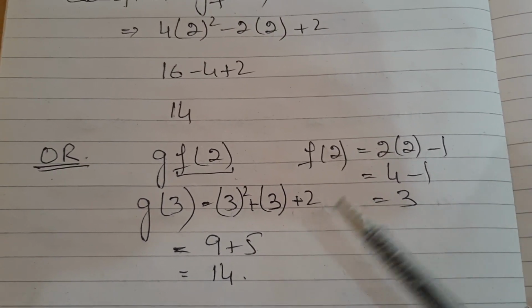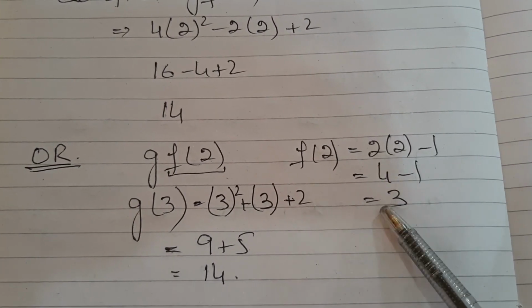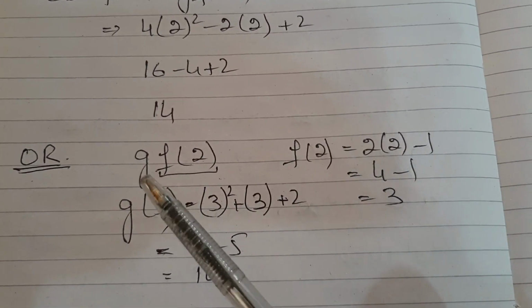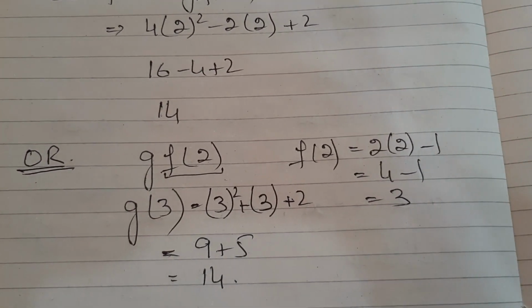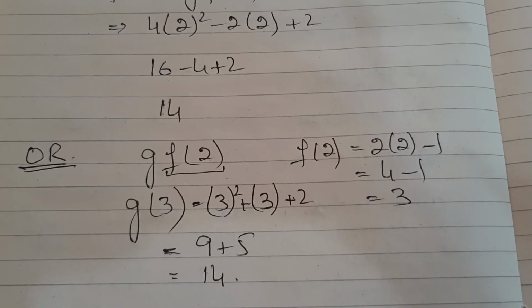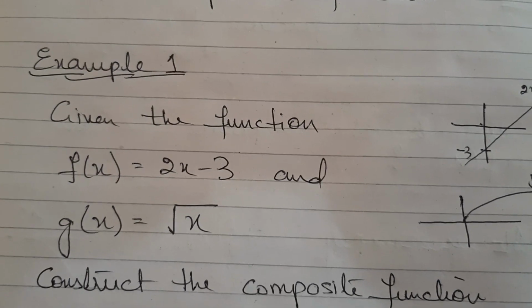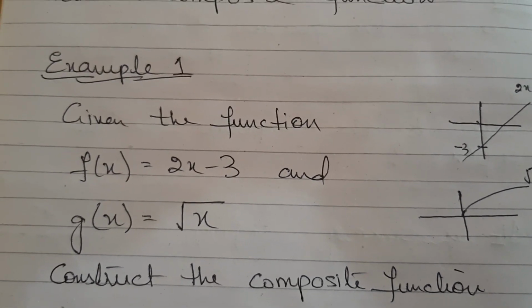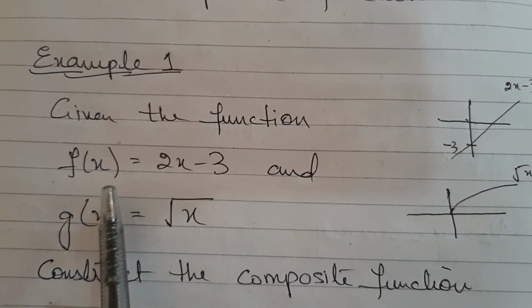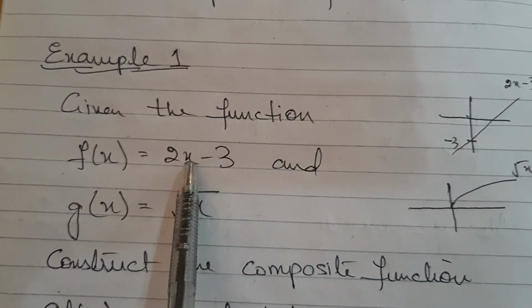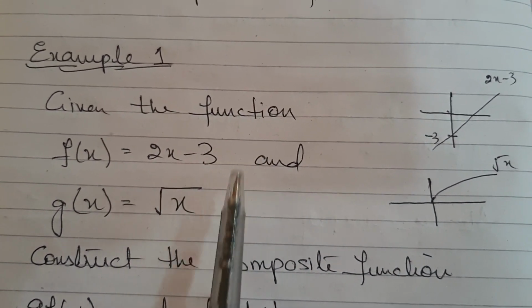So what did you learn? That the range or the output of the first function becomes the domain of the second function. So now let's see the domain and range cases of the composite functions. Now the two functions given to you are these. I have taken 5-6 examples here to make the concept clear.